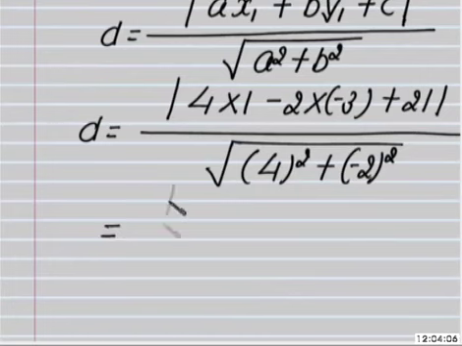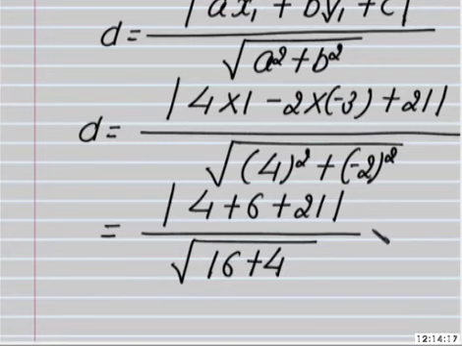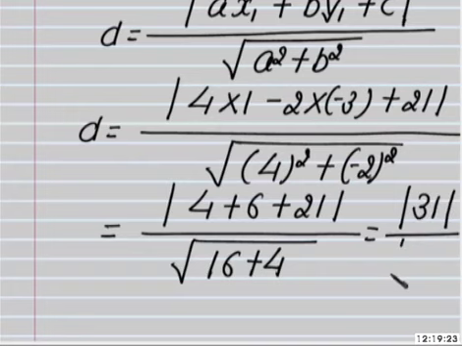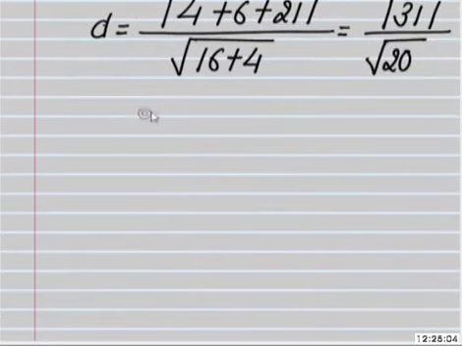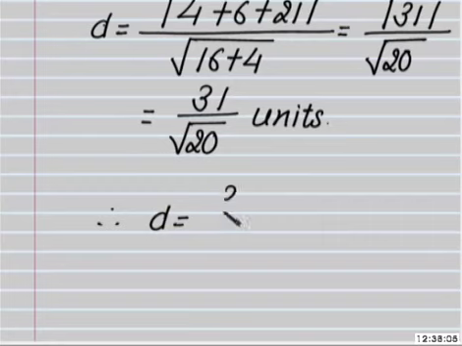that is equal to modulus of 4 plus 6 plus 21 upon square root of 16 plus 4, that is equal to modulus of 31 upon square root of 20, and that is equal to 31 upon square root of 20 units. So therefore the D is equal to 31 upon square root 20 units.